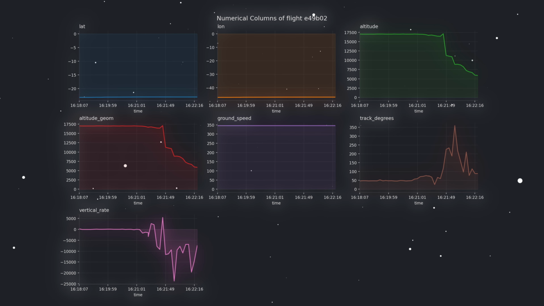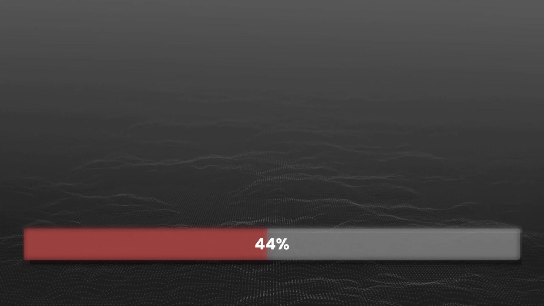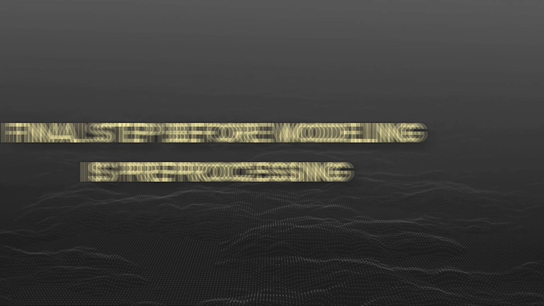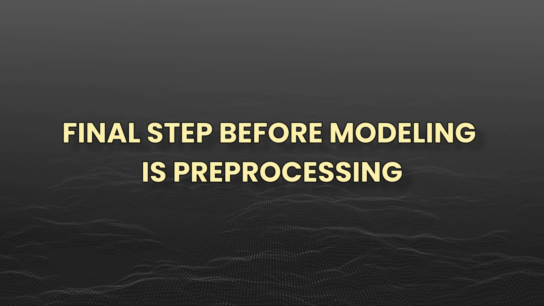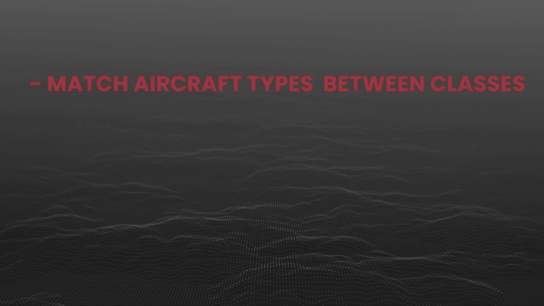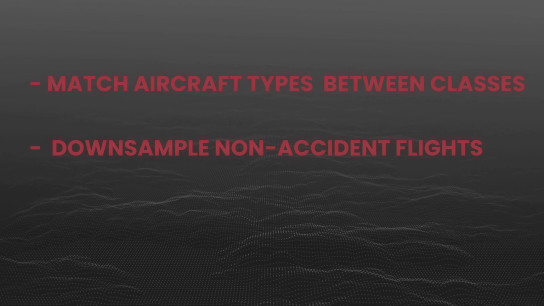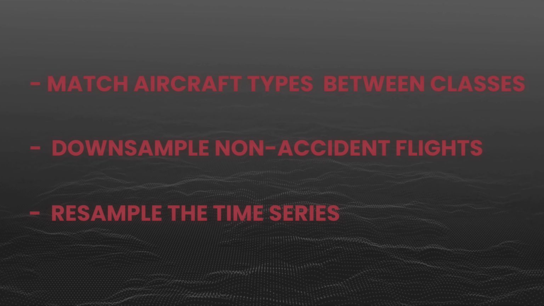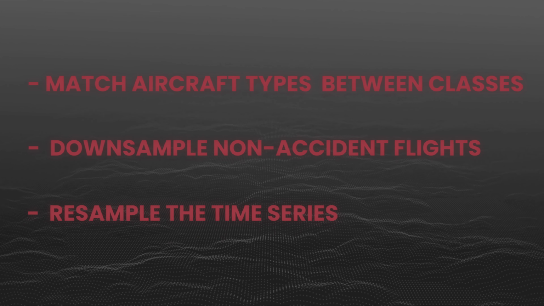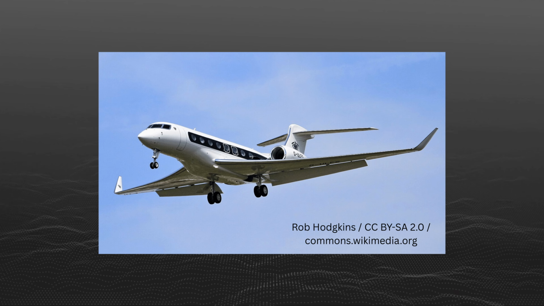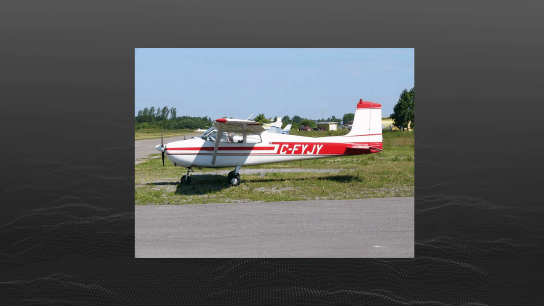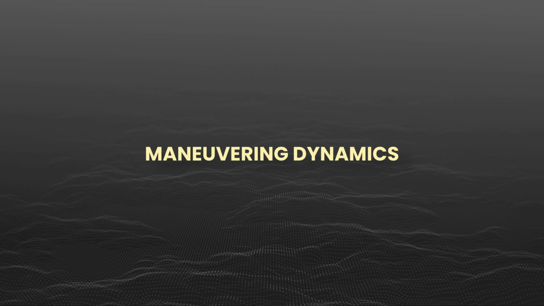We will now come to a very interesting part of the video, namely the pre-processing. With our data explored, the final step before modeling is pre-processing. We will match aircraft types between classes, downsample in an accident flight, resample the time series and derive some extra features. Let's start with aircraft types. Different aircraft exhibit substantially different flight characteristics, including speed, altitude profiles, and maneuvering dynamics.